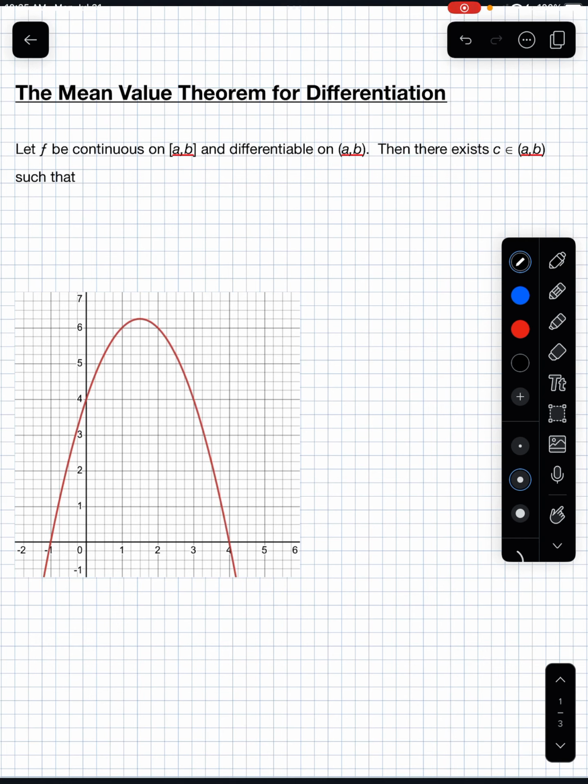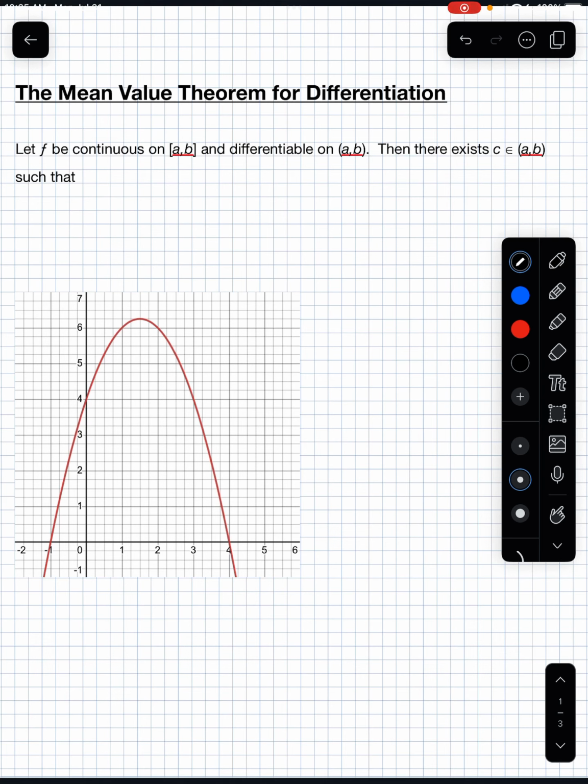First of all, let's start with a function that is continuous on a closed interval from a to b, and differentiable on the open interval from a to b. As we know, a function is not differentiable at an endpoint. So if we have a closed interval, the function is continuous and differentiable.